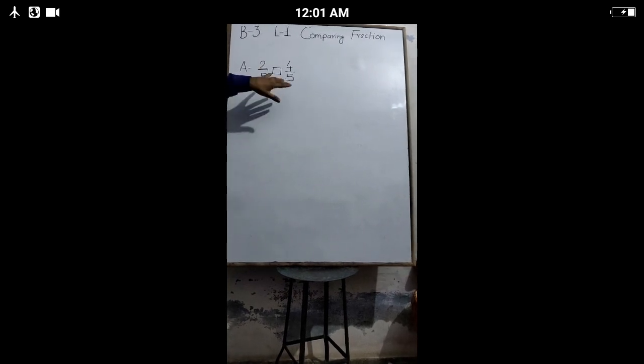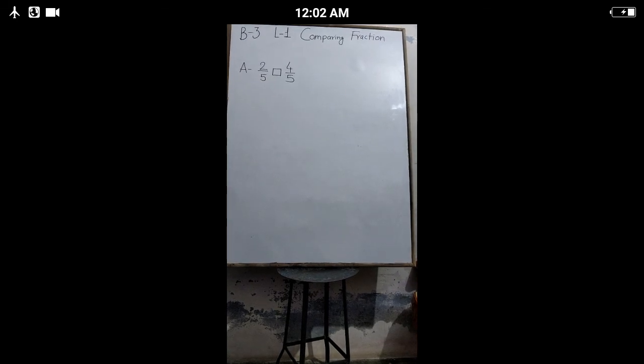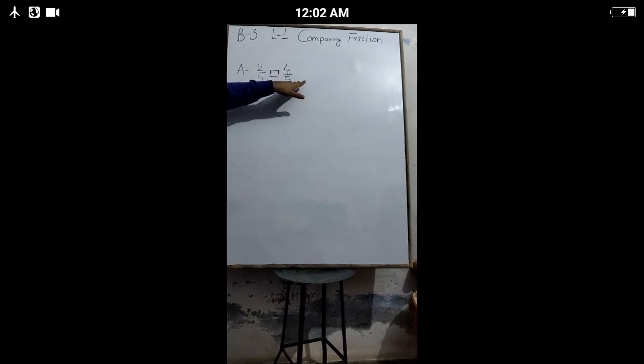The numerators are different. So when the denominators are the same, the fraction whose numerator is bigger will be the bigger fraction. That means 4 upon 5 is bigger. 4 is bigger than 2, so 4 upon 5 is bigger than 2 upon 5.